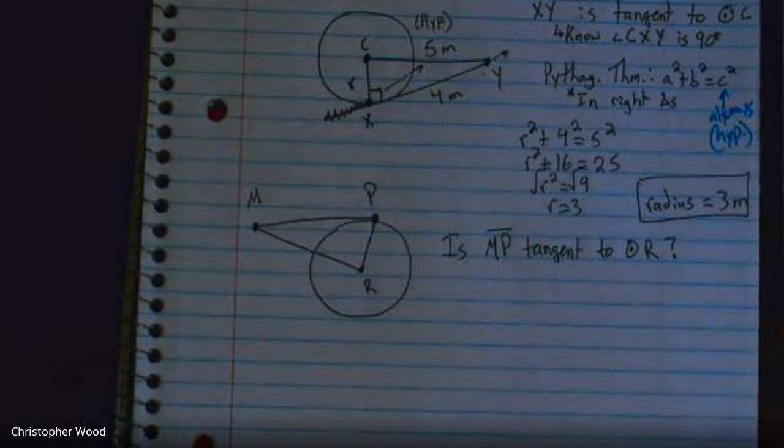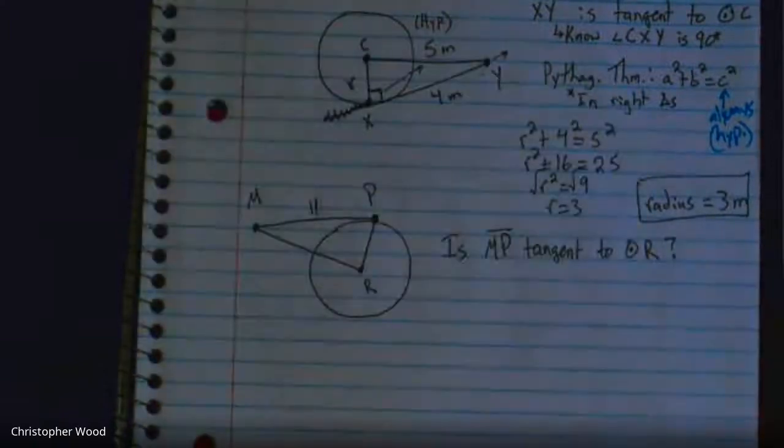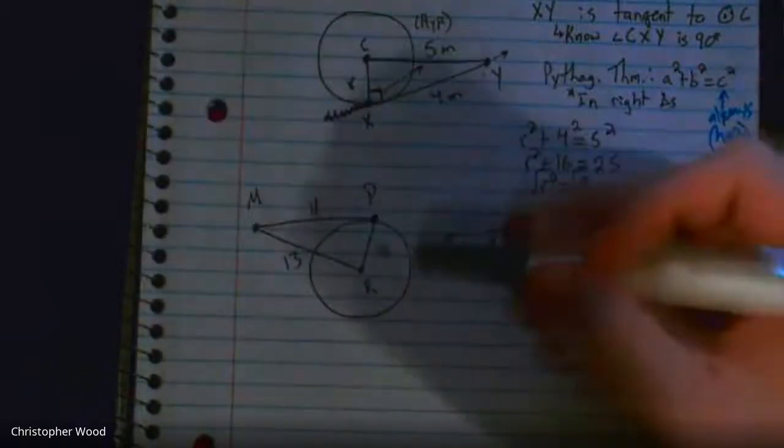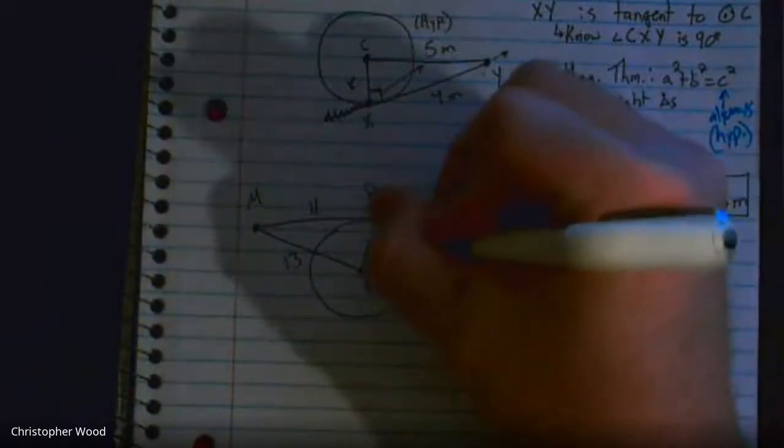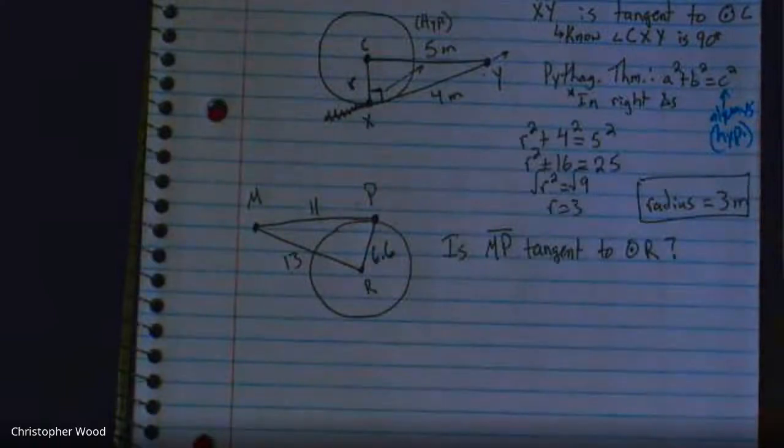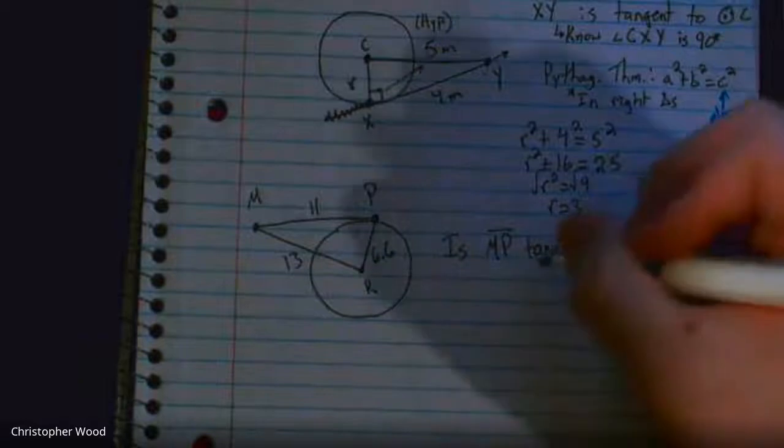Well, if I gave you some numbers here, so let's say from M to P is 11. Let's say from M to R is 13. And R to P is 6.6. So you have to have some values, obviously. And the question is, are these numbers good enough to make a right triangle? Because that's what it means to be tangent, right?